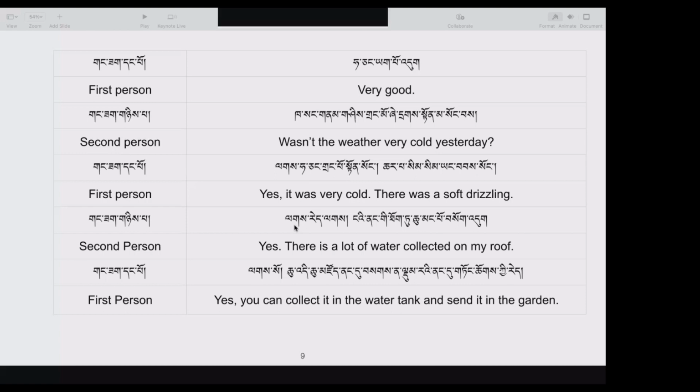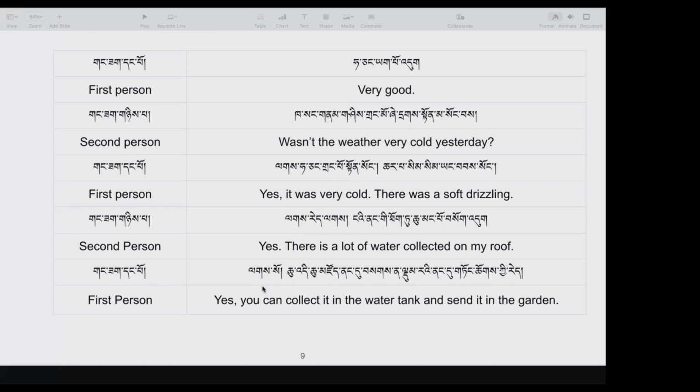Nye nangi totu chu mangbu sotu. La re la. Nye nangi totu chu mangbu sotu. Yes, there is a lot of water collected on my roof.